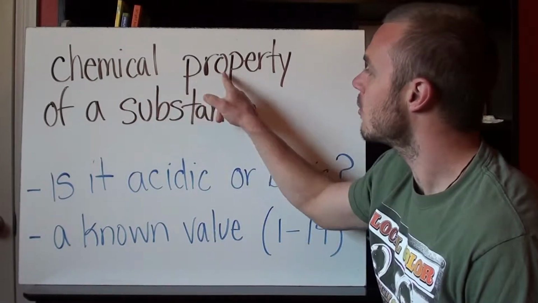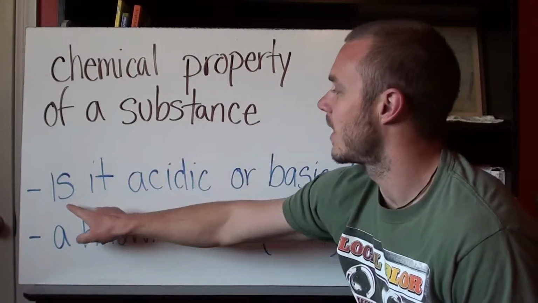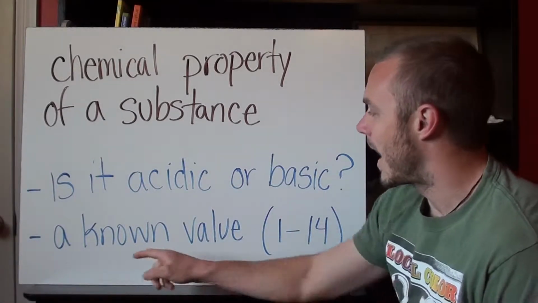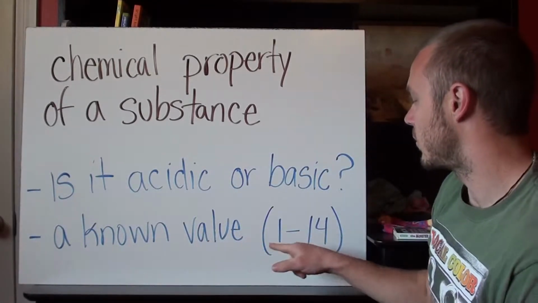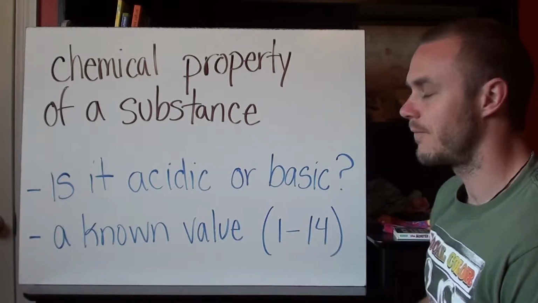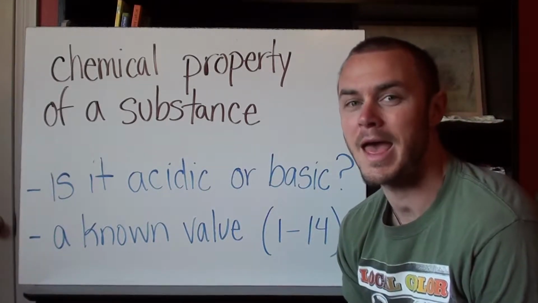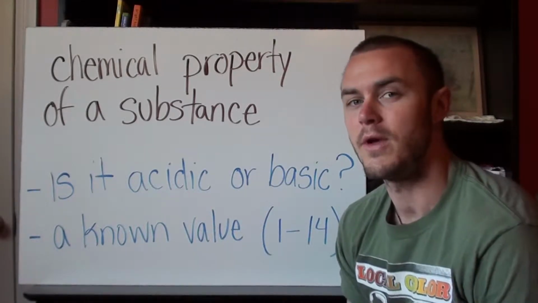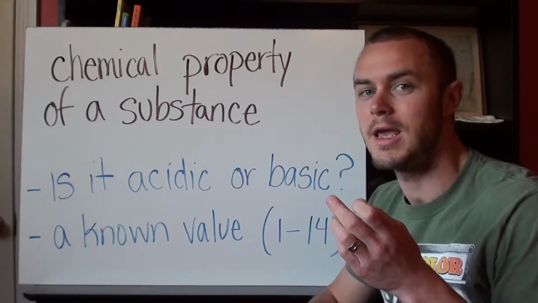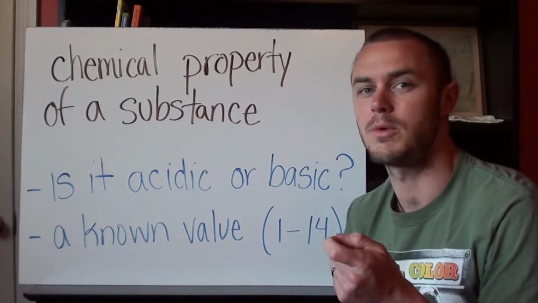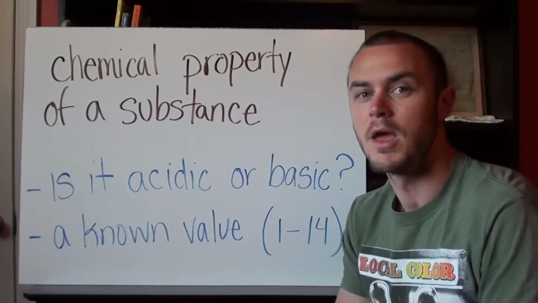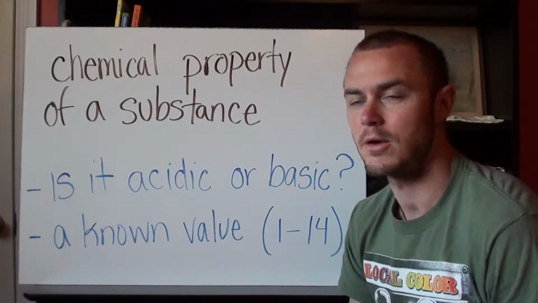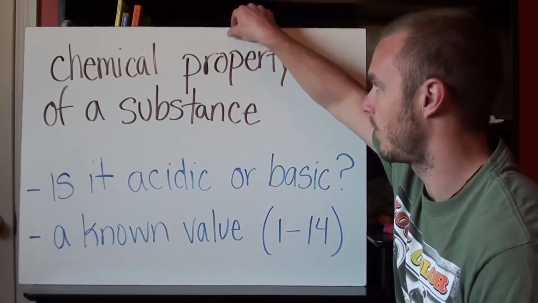pH is the chemical property of a substance. Is it acidic or basic? This is a known value that goes between 1 and 14. Every substance has a pH that can be looked up in a book somewhere. So if you have an unknown substance, you can take your litmus paper, which is what we use to test pH, compare it to the scale, and then try to narrow down what you might possibly be working with.